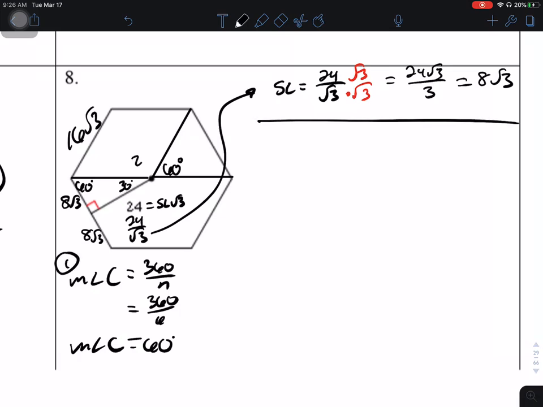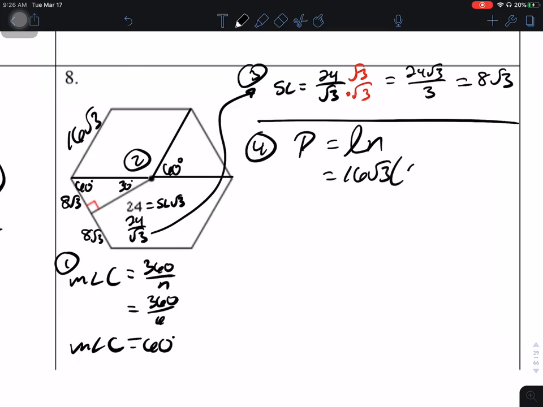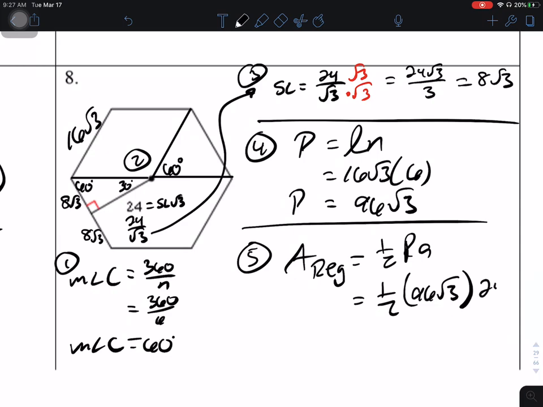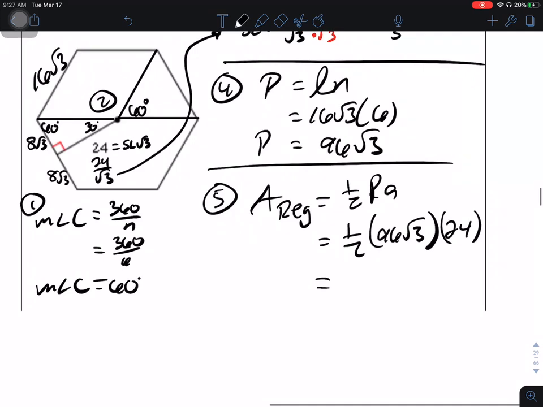Did this first, did this second, did this third. Now let's find the perimeter, which is the length of one side times the number of sides. It's going to be 96 square roots of 3. To find the area of a regular figure, it's 1/2 the perimeter times the apothem. The perimeter we found is 96 square roots of 3, and the apothem we were told all along was 24. I believe this is 1,152 square roots of 3. Let me just confirm that.